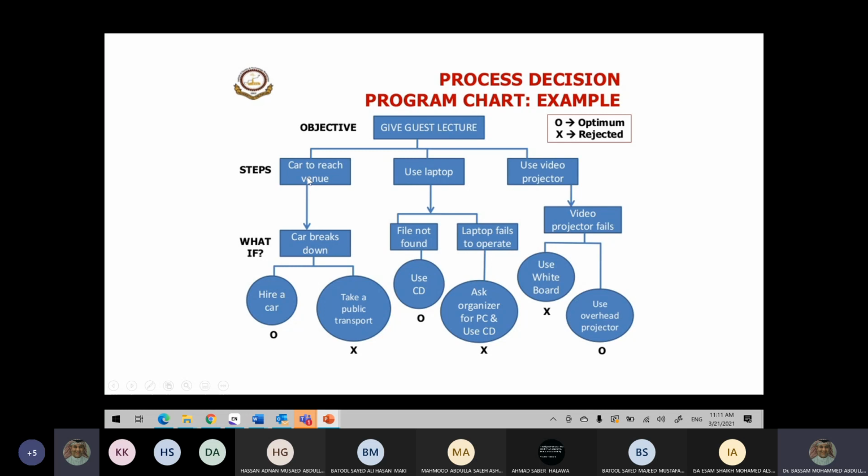What could happen as a problem? The car breaks down. If the car breaks down, what should I do? Okay, so I'm going to put solutions. I'm going to hire a car. That means I have a backup of hiring a car, or I could take the public transport. Taking a public transport, that means it could be a taxi, it could be a bus.